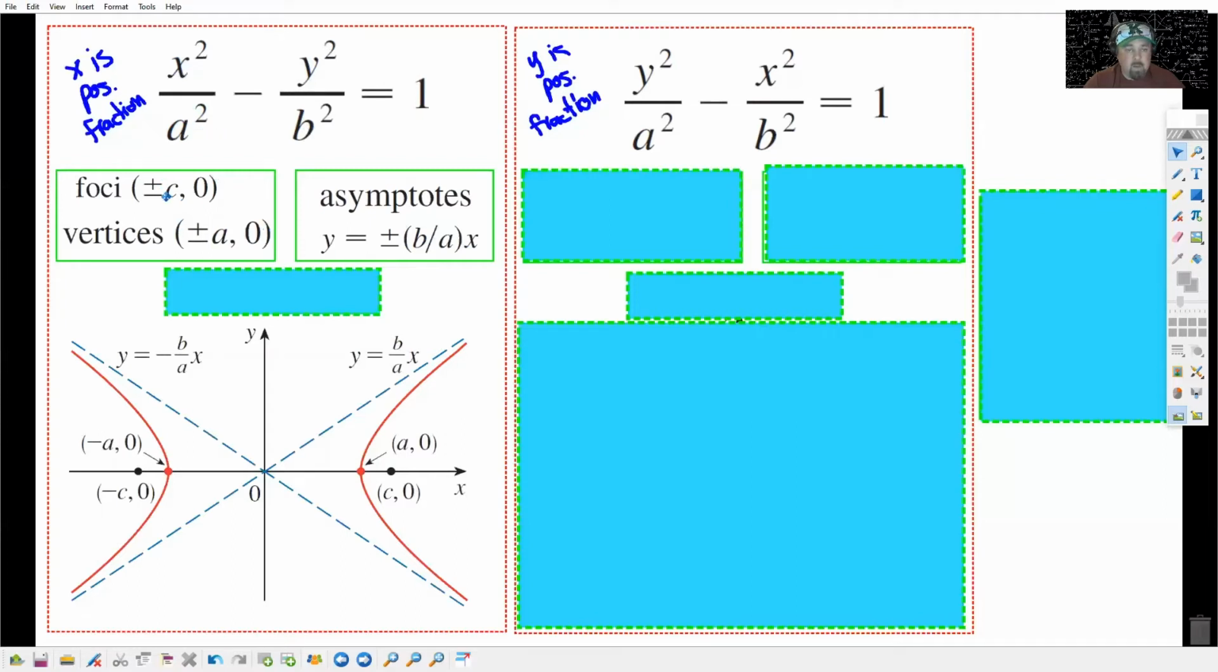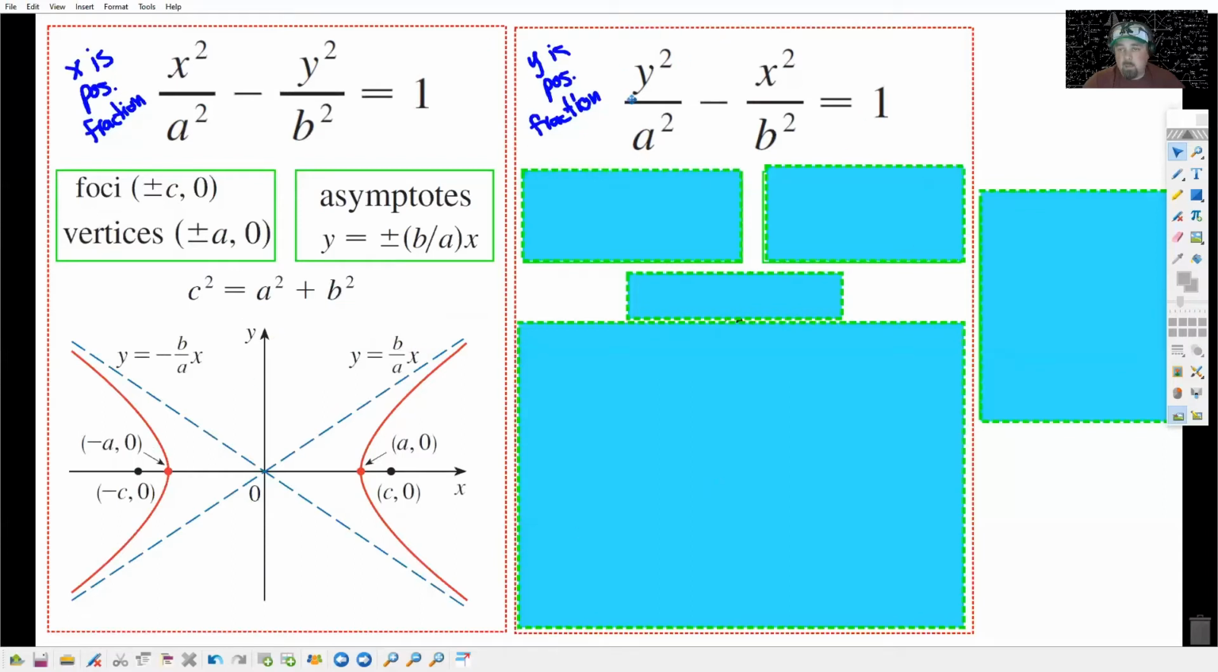The only thing we have left to find is this value of c for the foci points, and that is found using the normal Pythagorean theorem. I didn't try to get the triangle drawn in here to show you how that's calculated, but c squared is equal to a squared plus b squared, okay?